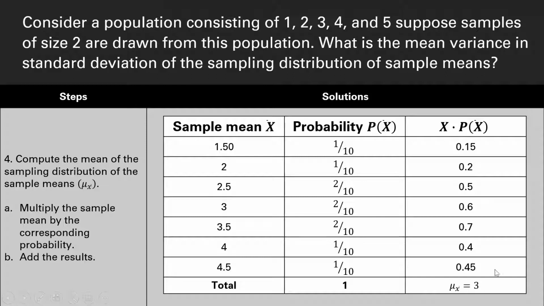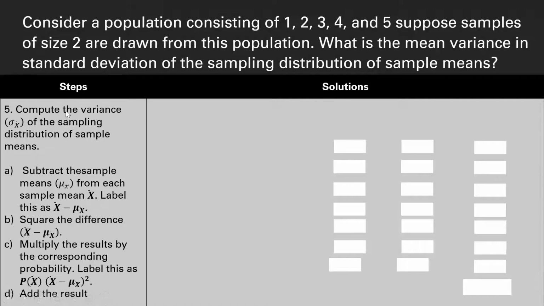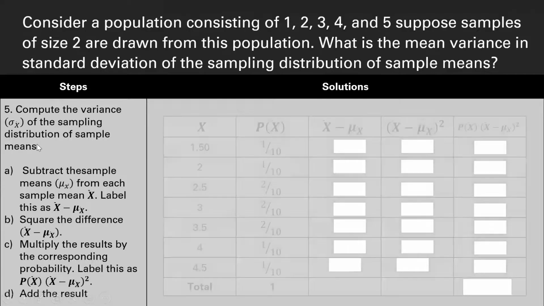So when we add this, it is equal to 3. So this is the mean of the sampling distribution of sample means. Next, find the variance of the sampling distribution of sample means. So how are we going to do this?